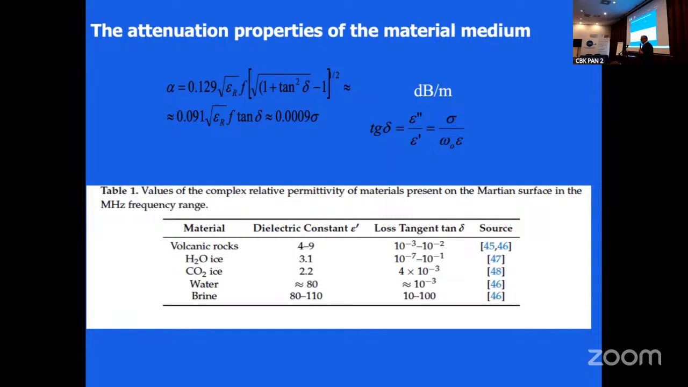And this is important for the penetration of the radar. When you see the formula here, which is attenuation in dB per meter, it's proportional to frequency, which means that for us, the best thing in order to penetrate below the surface is to use the lowest frequency possible.